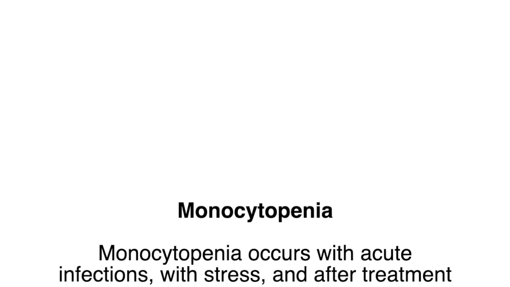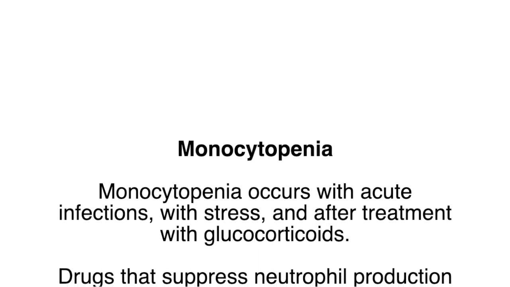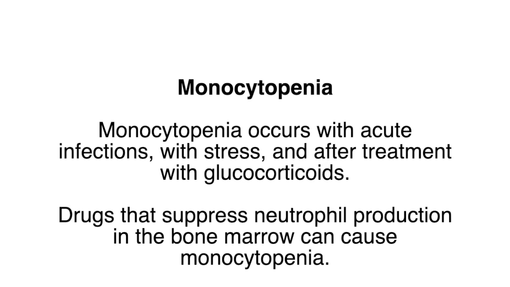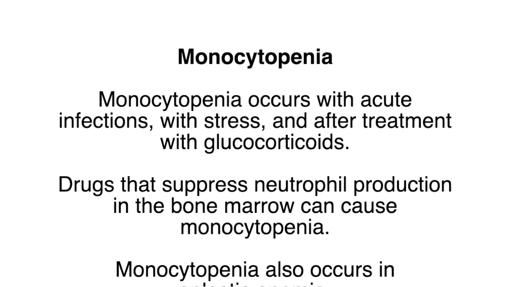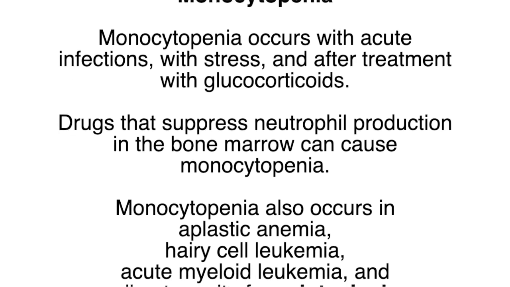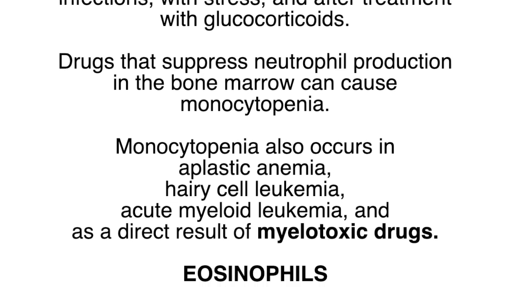Monocytopenia. It occurs with acute infections, with stress, and after treatment with glucocorticoids. Drugs that suppress neutrophil production in the bone marrow can cause monocytopenia. Monocytopenia also occurs in aplastic anemia, hairy cell leukemia, acute myeloid leukemia, and as a direct result of myelotoxic drugs.